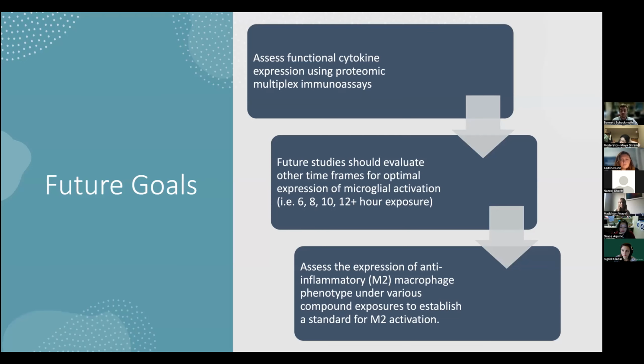And also it would be useful to assess the M2 macrophage phenotype under different compound exposures as well to find a standard for M2 activation for HMC3 cells, because these are wonderful cells for the study of neuroinflammation, and it would be great, further research needs to be done into them to make sure that they are proper models.